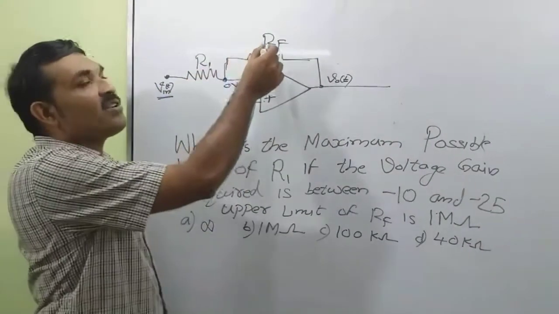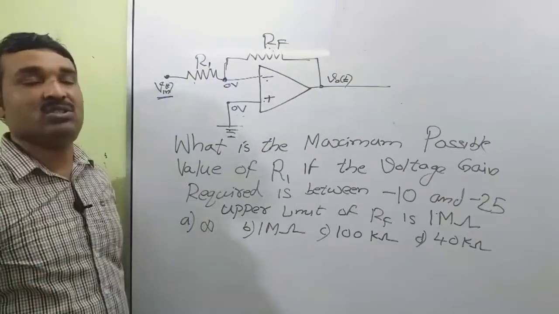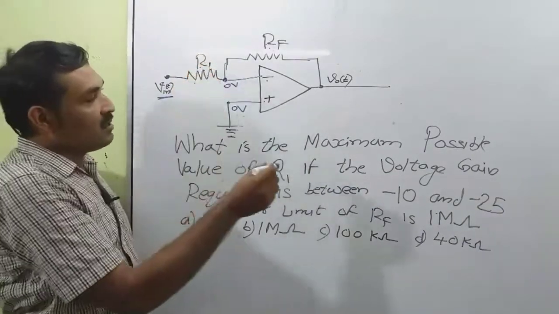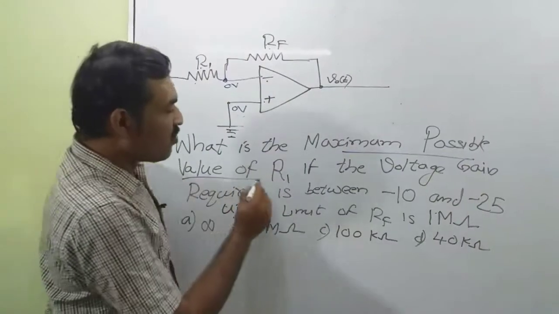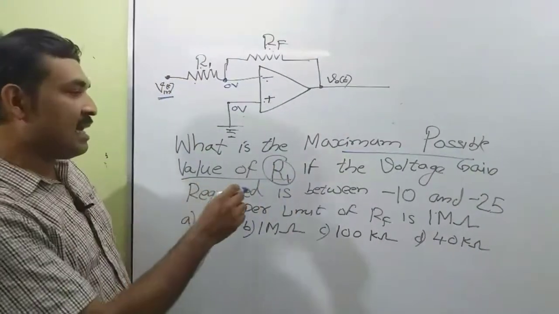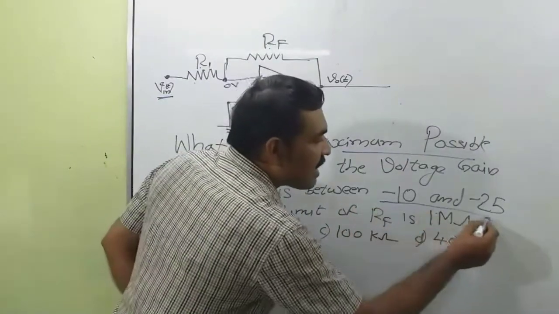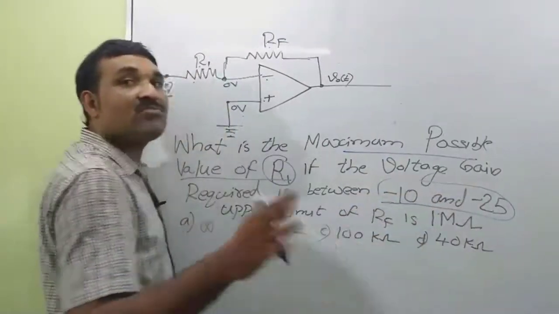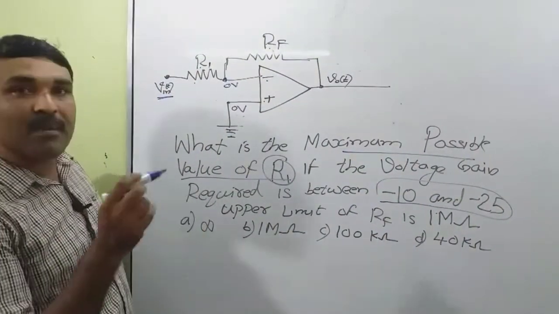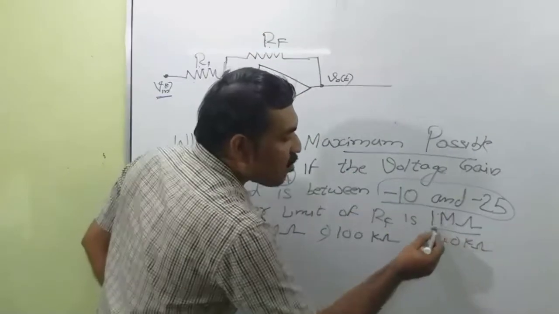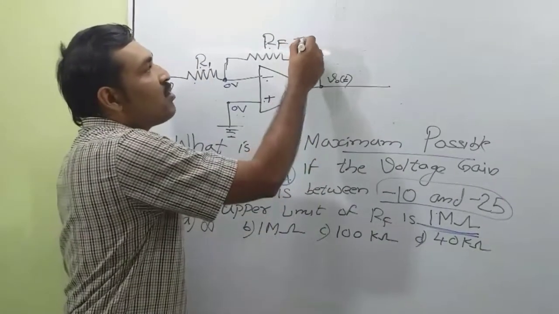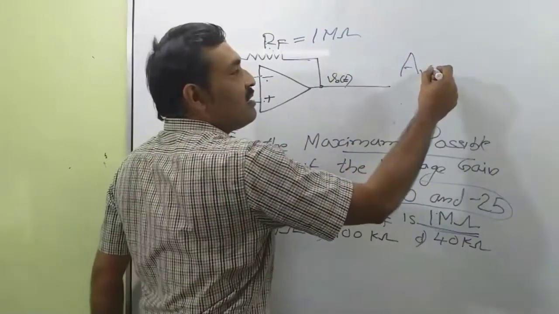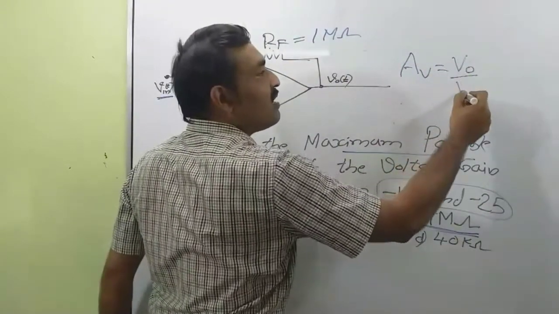So by using the principle of virtual ground, the potential at this point should also be 0 volt. Okay. Then RF is the feedback resistance and R1 is the input resistance. The question is, we want to find the maximum possible value of R1, if the voltage gain required is between minus 10 and minus 25. So voltage gain from minus 10 to minus 25 is required, and the maximum value of RF is given as 1 mega ohm. So the maximum value of RF is 1 mega ohm, and voltage gain AV is equal to V output divided by V input.